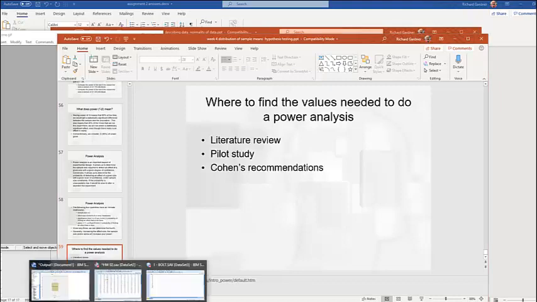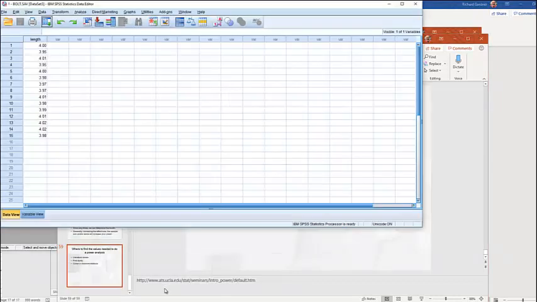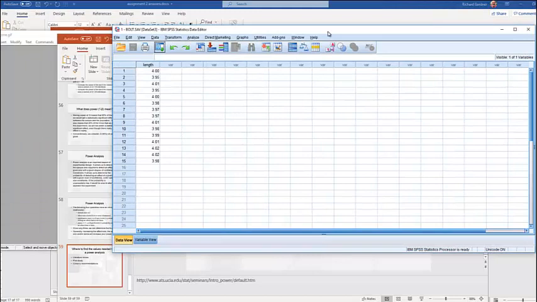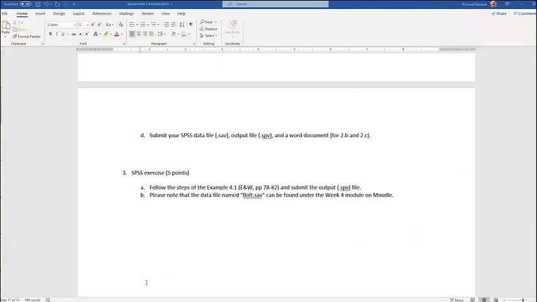All right, let's do this last homework problem if you want to. We only got 10 minutes left. You want to do bolts? Ready, everybody? Can you see this? We're going to run a 1 sample t-test. So what are we testing it against? 4? Let's read the assignment. Follow the steps and submit the output file. Please note that the data file can be found under week 4. So let's look at the book, shall we?